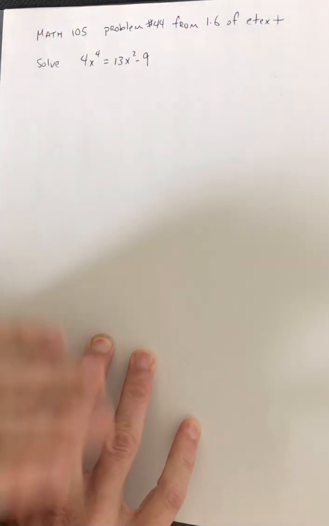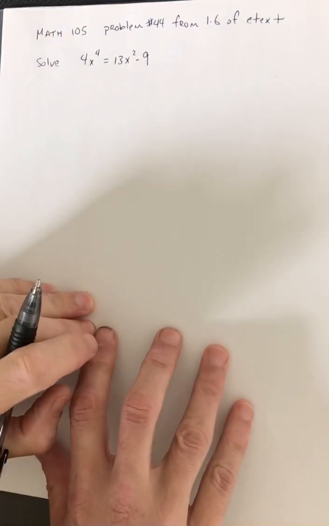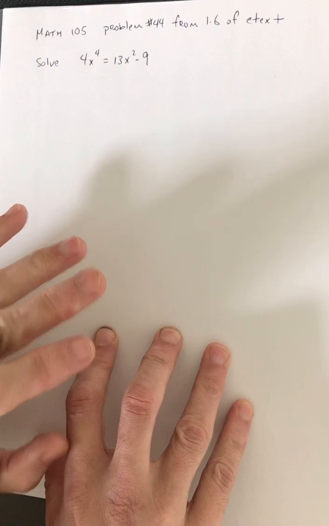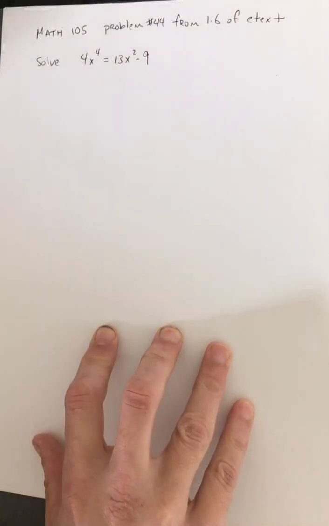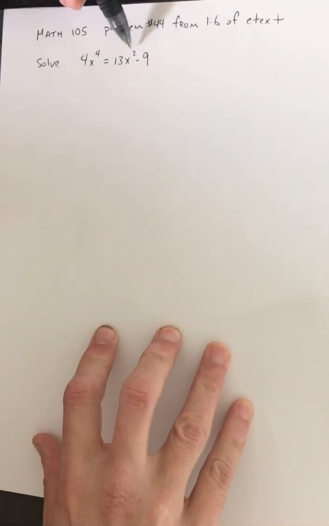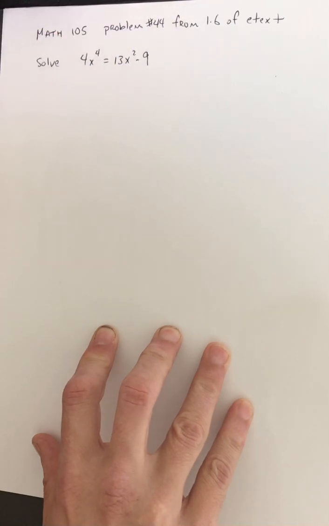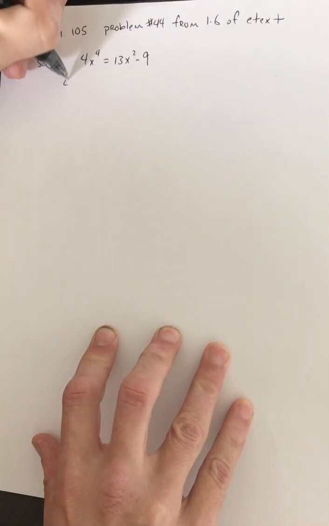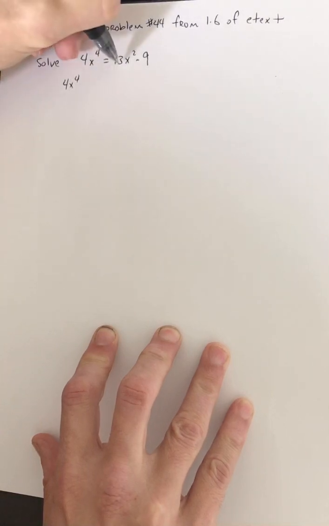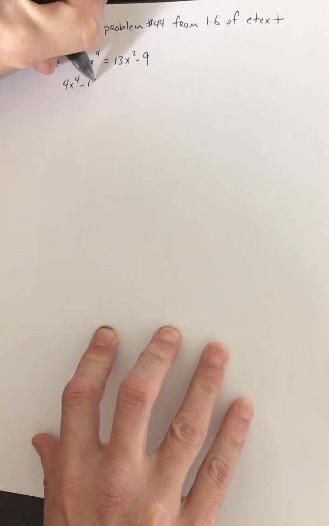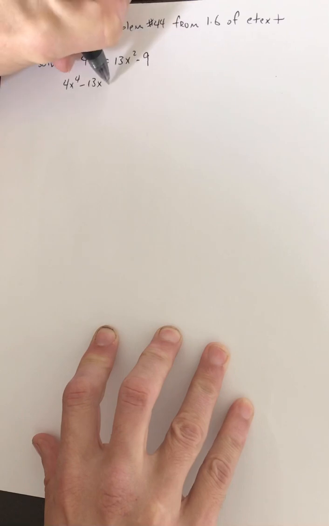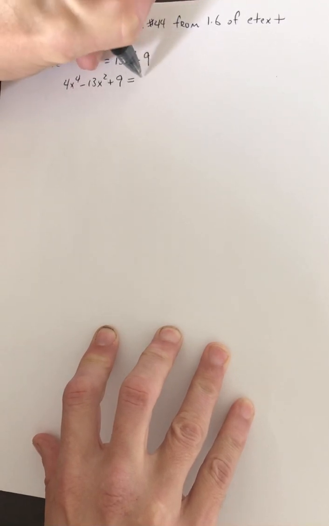Okay, first thing I like to do is set it up so it's in general form equals 0. In other words, I want all of the stuff on one side equals 0. So I'm going to move the 13x squared and the minus 9 to the other side. So this would be 4x to the fourth. Here it's plus, so this would be minus 13x squared. Here it's minus, so here it'd be plus 9, all equals 0.